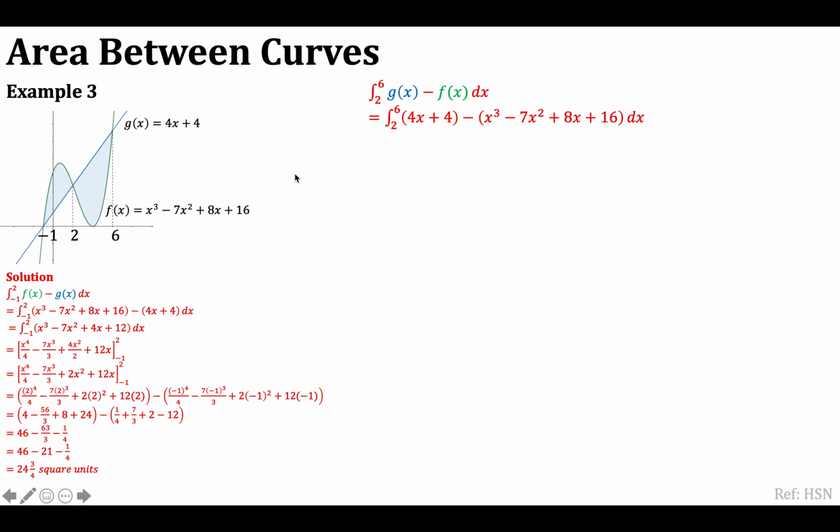So we've got 4x plus 4 minus x cubed minus 7x squared plus 8x plus 16, and we're integrating that between 2 and 6 with respect to x. Now I can simplify that. I'm going to get negative x cubed plus 7x squared minus 4x minus 12, and again integrating between 2 and 6 with respect to x.